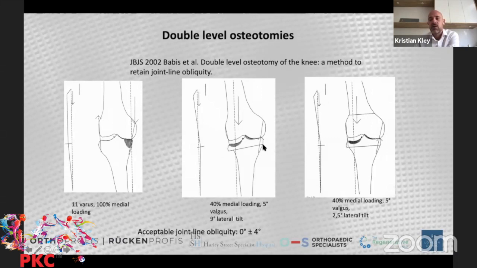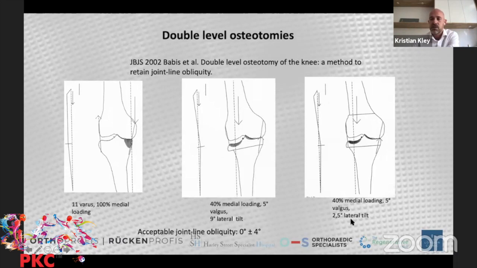So the answer that the OASIS program provided was a different one, and it suggested a double level osteotomy because the femur dictates the joint line orientation. And so you can split up the overall amount of correction, some at the femur and some at the tibia, and end up with the same orientation of the Mikulic line, but just with a 2.5 degree lateral tilt of the joint line.